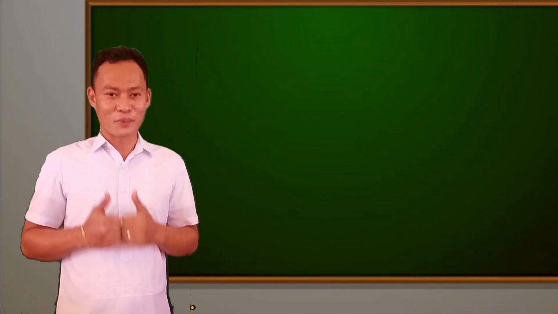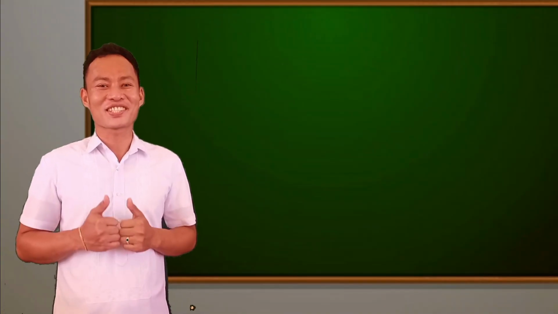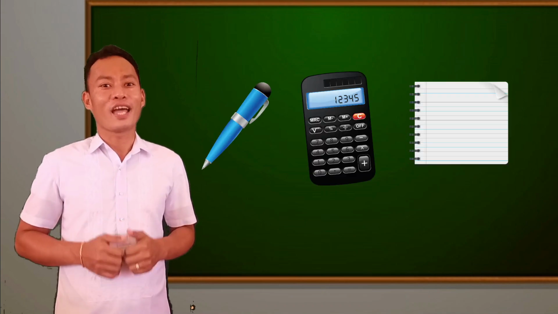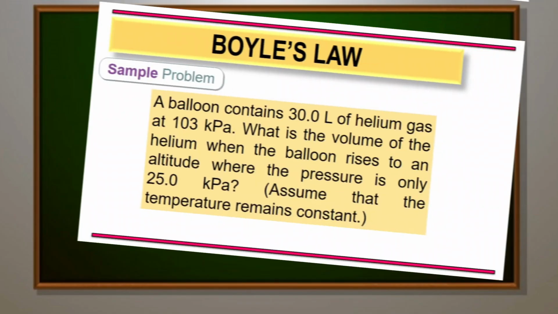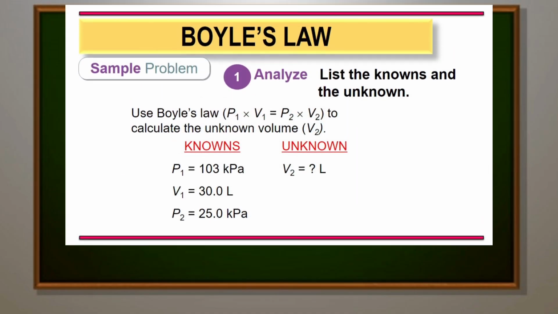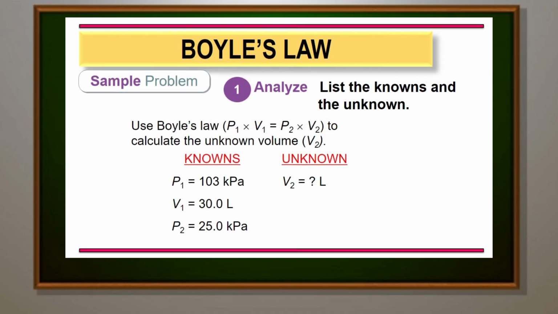Now for our sample problem. Are you ready to take a challenge? Now get your pen, calculator, and extra paper. A balloon contains 30 liters of helium gas at 103 kilopascal. What is the volume of the helium when the balloon rises to an altitude where the pressure is 25.0 kilopascal? Now let's analyze. We are going to list the knowns and the unknown.